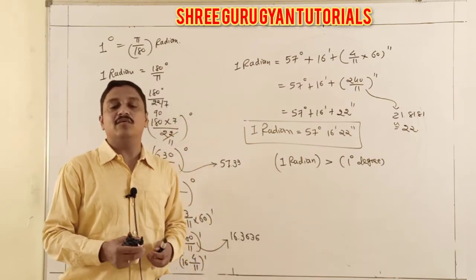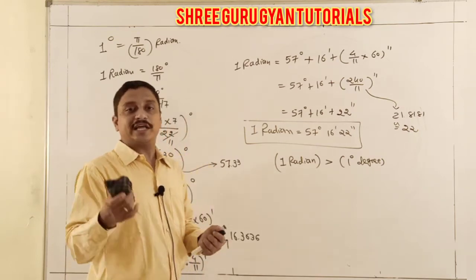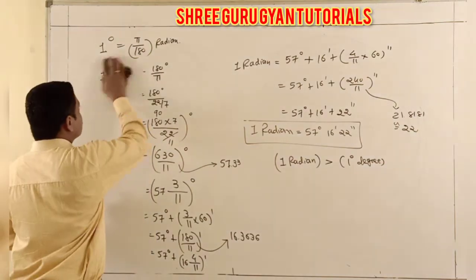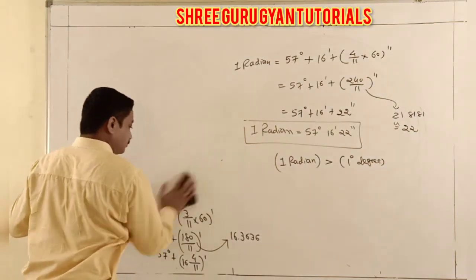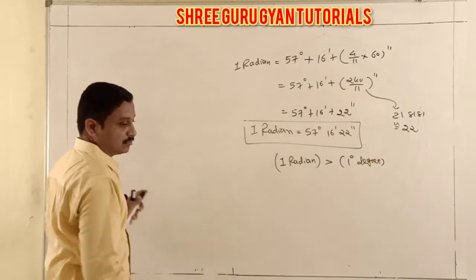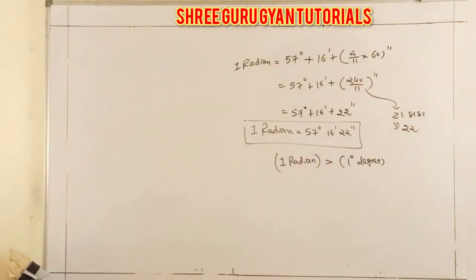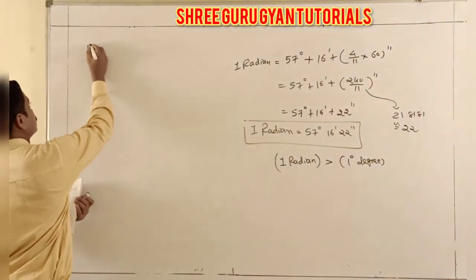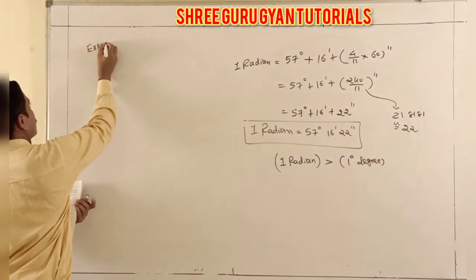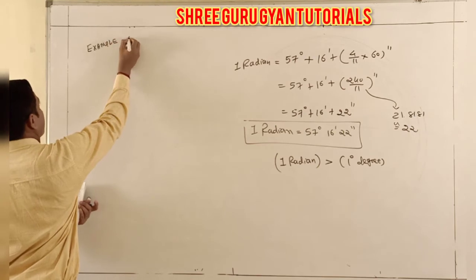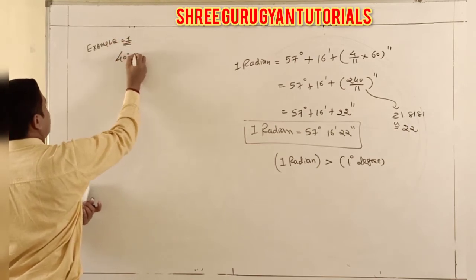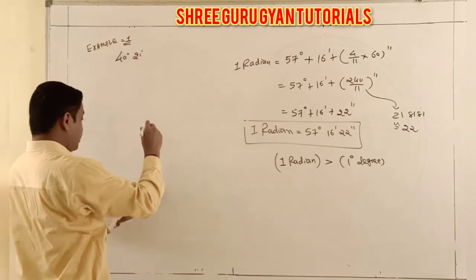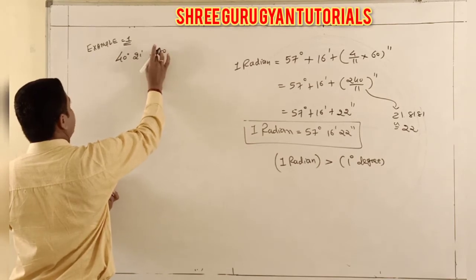Now I start a few points from our textbook examples. Example number 1: Convert 40 degree 20 minutes into radian measure.